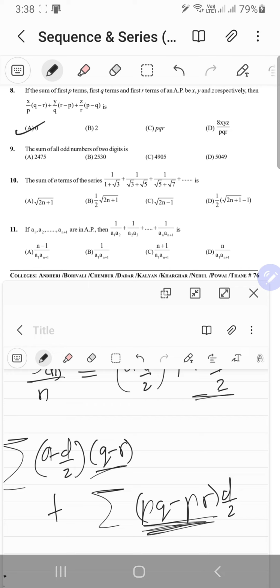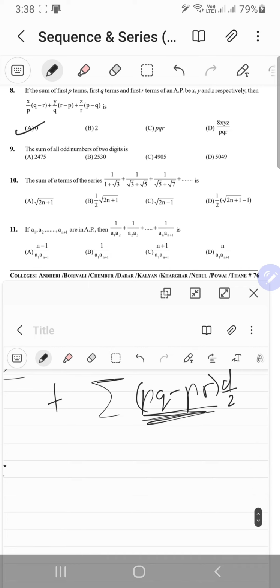X, y, z upon p, q, r. Why? I don't get it. Like, for example, if p, q, r were all equal, then you could have x, y, z being non-zero, p, q, r being non-zero, but this still turns out to be 0, and this doesn't turn out to be 0. So this is definitely not correct. Neither is this correct. Okay, next.